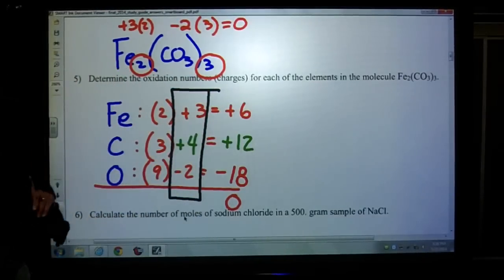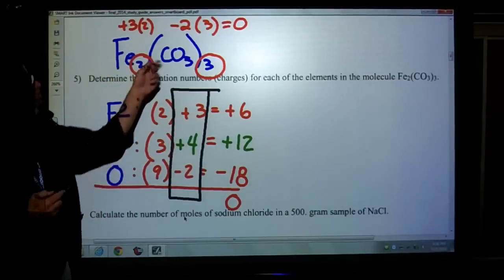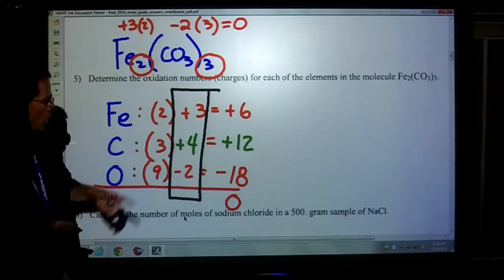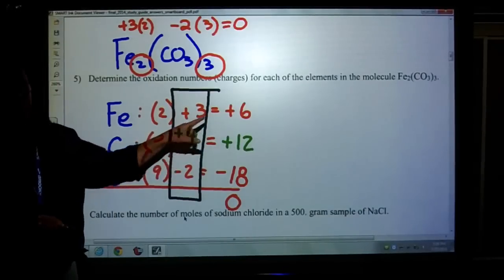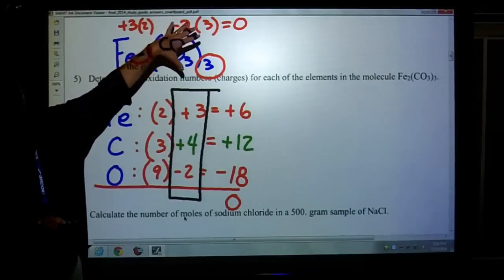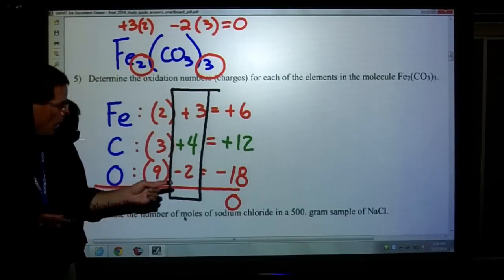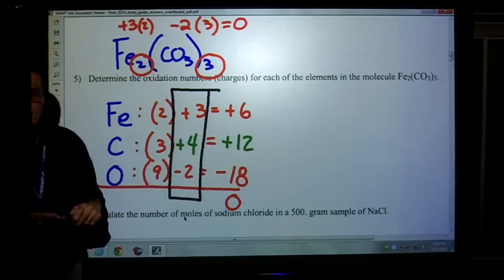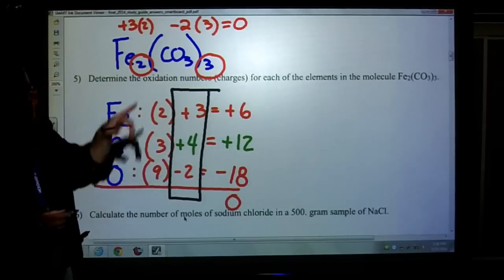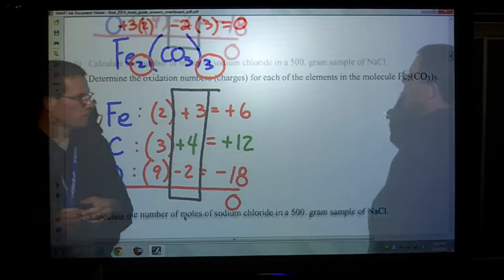So if I were to ask on the final exam, looking at this compound, what is the oxidation number for carbon, you would say +4, not +12. +12 is the total charge that all the carbons are exhibiting. So +4 is the oxidation number for carbon, -2 is the oxidation number for each oxygen, and +3 is the charge on each iron, or the oxidation numbers.